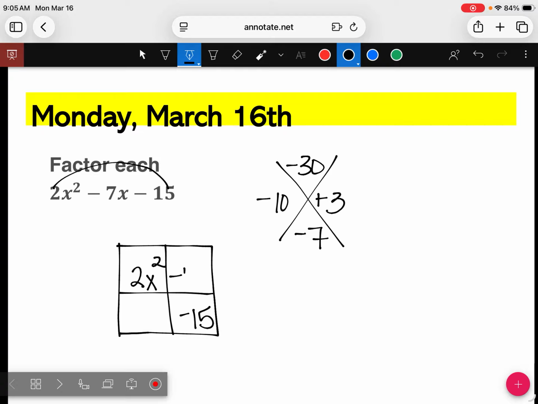So in one box, I'm putting a -10x. In the other box, a +3x. So let's go 2 squares at a time. These 2 squares have a GCF of x. They're both prime. The only number that goes into 1 to 2 and 3 is 1.